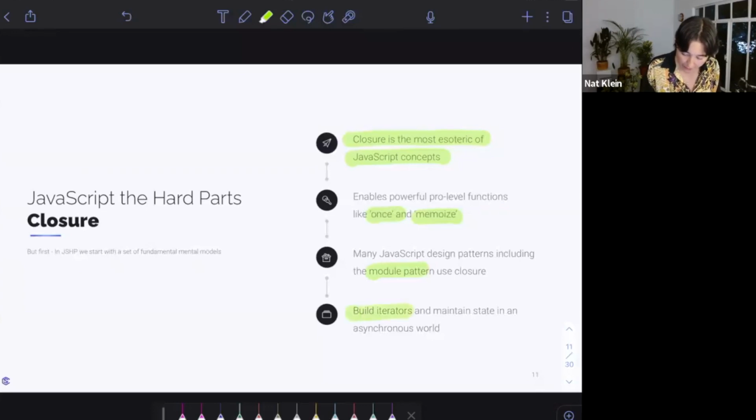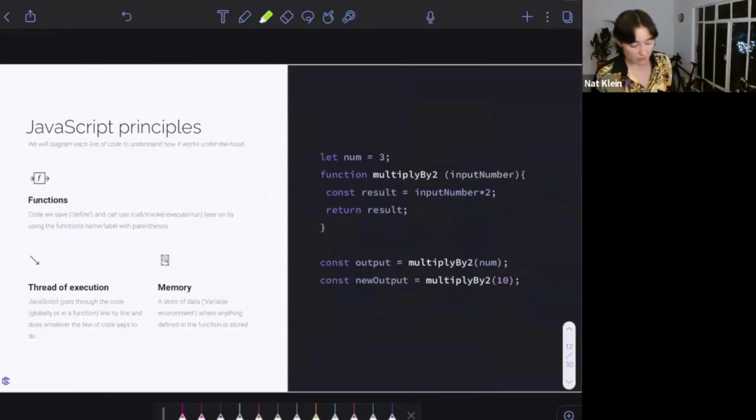Closure allows us to build iterators and maintain state in an asynchronous world. We have a whole Hard Parts course on async. I really recommend you attend that one. It's very interesting and goes into a complex topic. So those are the advantages of closure. But as I said, first we need to develop this mental model of JavaScript.